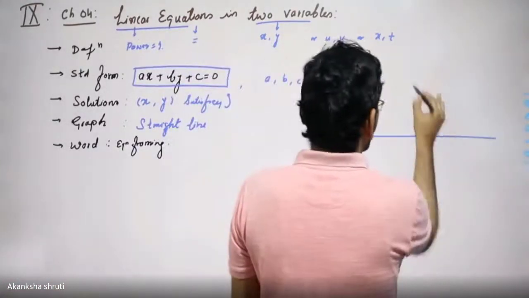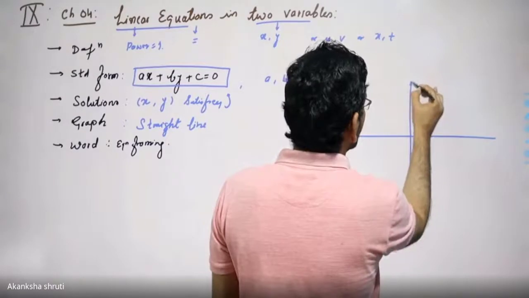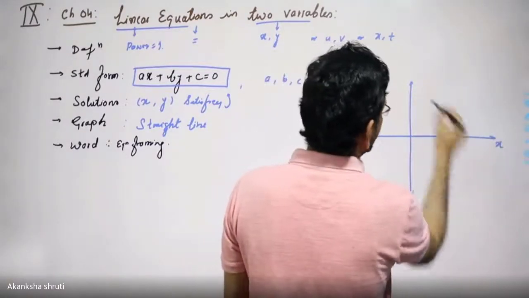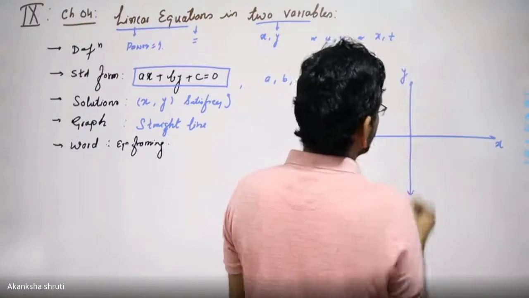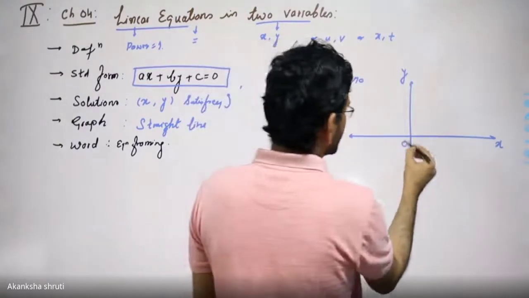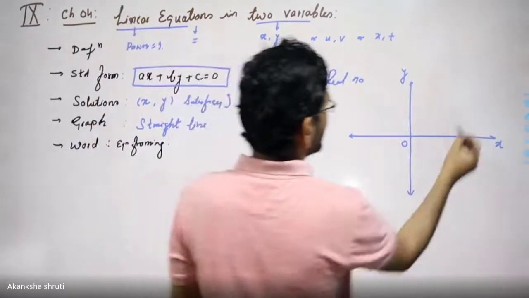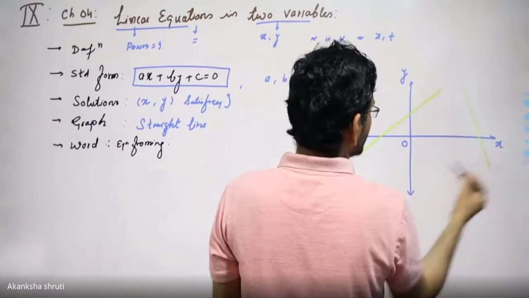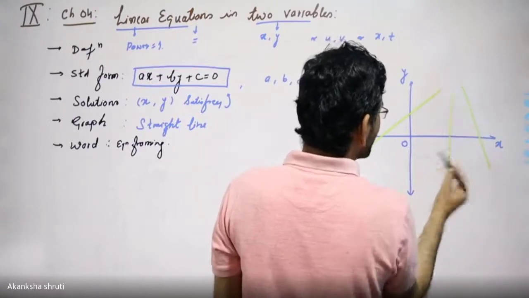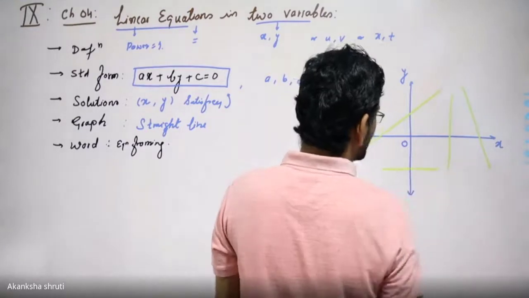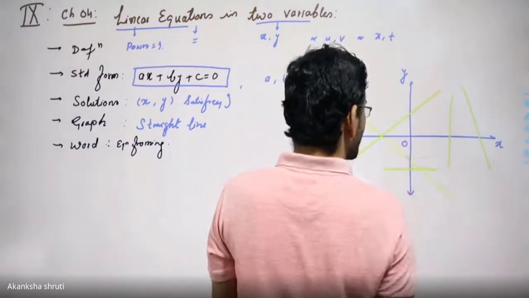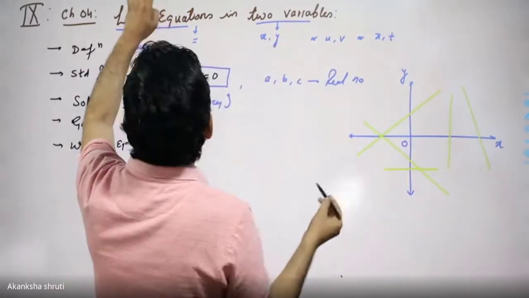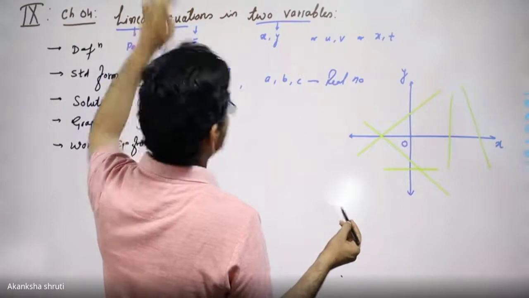Example, if we want to plot a linear equation in two variables over the graph, on the x-axis we are plotting x, and on the y-axis we are plotting the variable y. This is the origin. Then the graph can be like this one, it can be like this one, it can even be parallel to the x-axis, or parallel to the y-axis, or it can cut like this. It can be any kind of line, but surely it will be a straight line. All of these are possible.